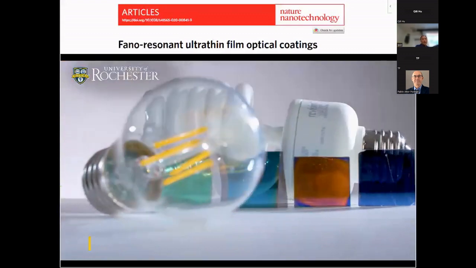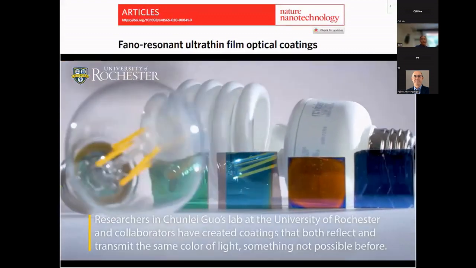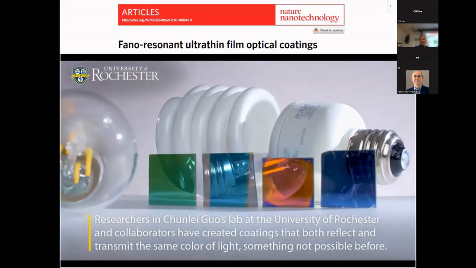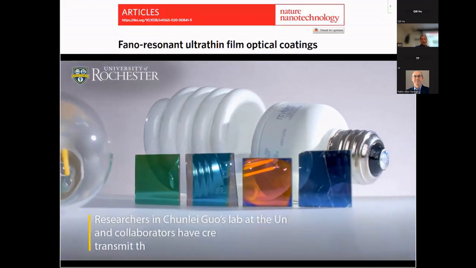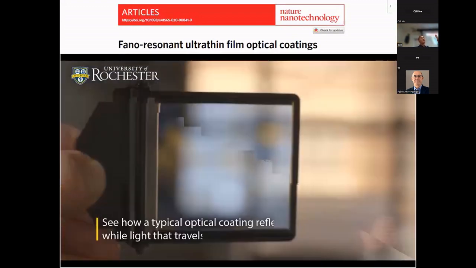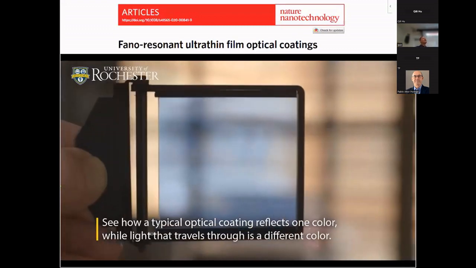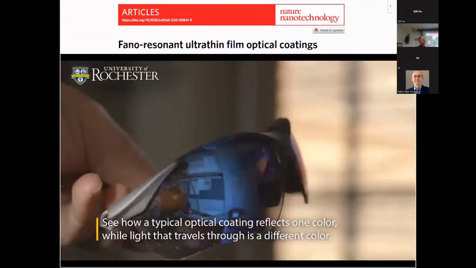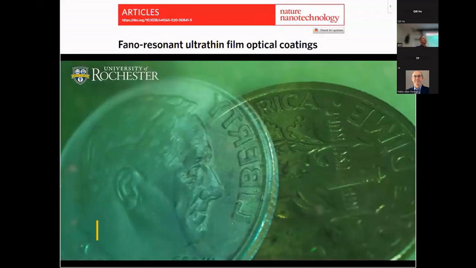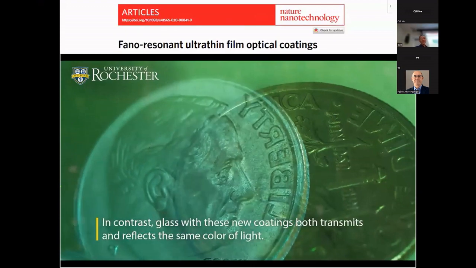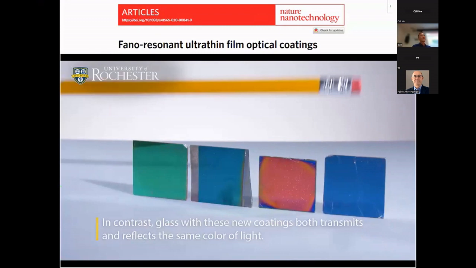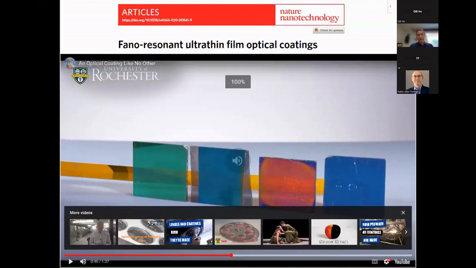So the reflection and transmission, same color, if you pay attention here, but I want to contrast and see what I mean by different colors. So this is a typical coating, right? Reflection and transmission, different colors, very clear. So now you notice what I was talking about. This final resonance optical coating, same color transmission, no other coating technology was able to do that.